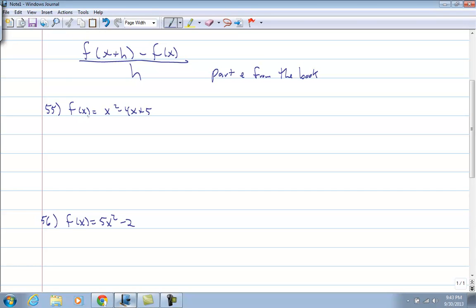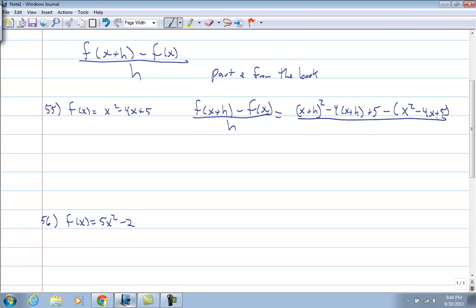Okay, so f of x equals x squared minus 4x plus 5. So we're going to look at f of x plus h minus f of x all over h. That means I'm going to put x plus h in place of x here and there. So that's x plus h squared minus 4 times x plus h plus 5 minus our f of x. I'm going to put the whole thing in parentheses: x squared minus 4x plus 5, all divided by h.